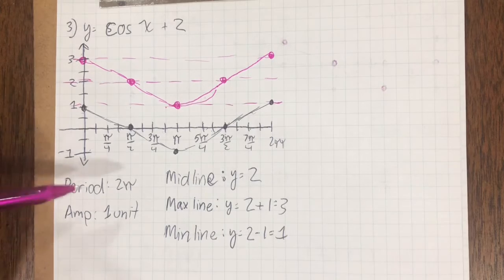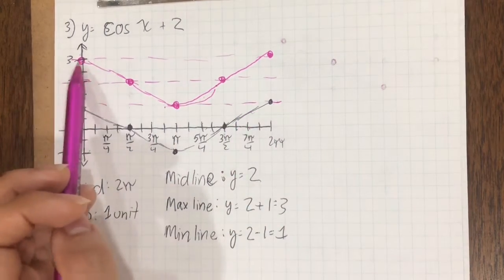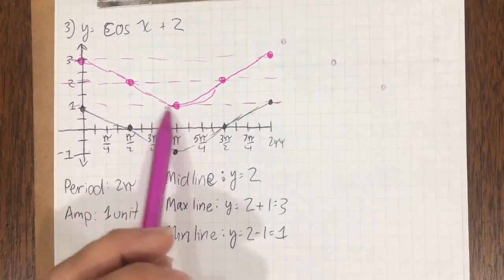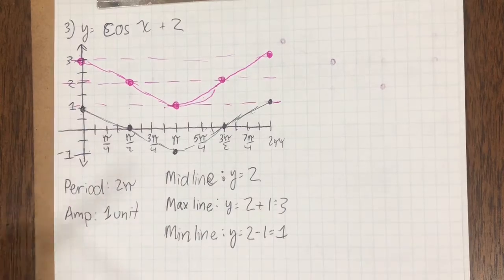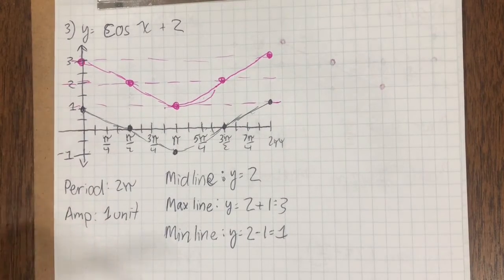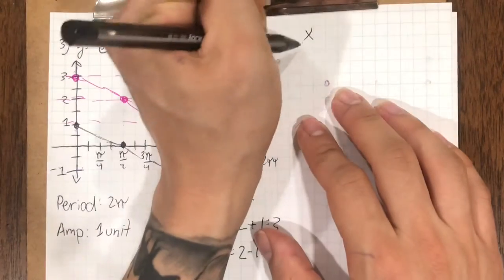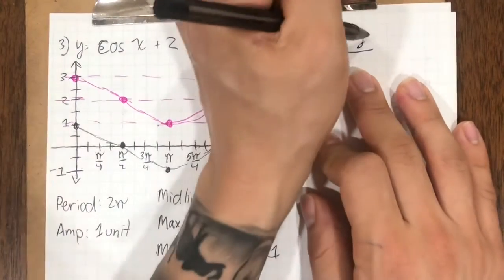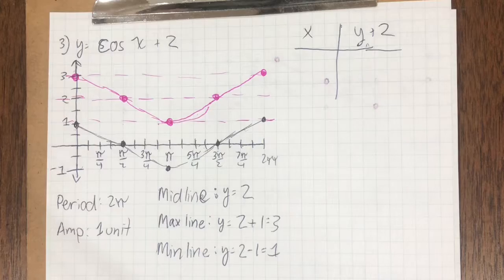Now, you see that the graph, each point just moved 2 units up. And if we take a look, the original maximum points are now at y equals to 3. The minimum point is at y equals to 1. And all of the points that are on the midline are now at y equals to 2. So for this one, we don't really need to make an x and y table. But if we must, let's quickly make an x and y table. All we really need to do is take each y value and add it to 2. All right? So now let's go ahead and continue on with number 4.